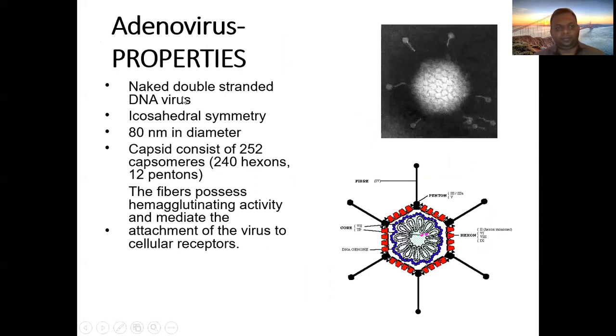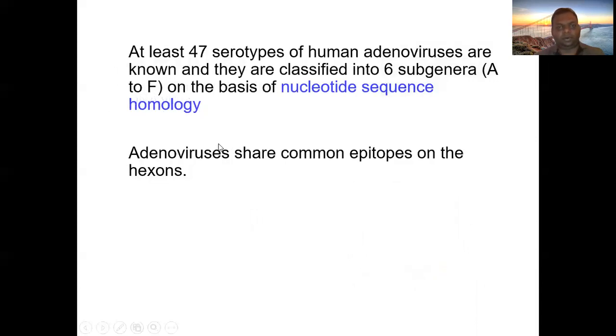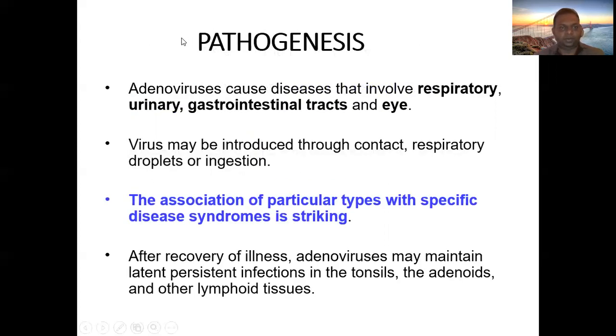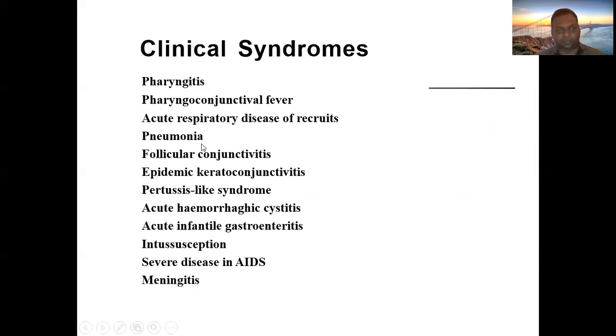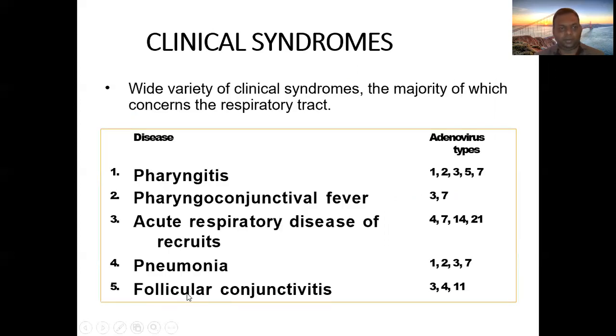Adenovirus: the properties are there. It's a DNA virus. Adenovirus causes not only respiratory tract infection; it causes multiple diseases, like gastroenteritis, CNS infection, cystitis, and a lot more. Here we are mainly discussing the respiratory aspects. There are multiple clinical syndromes, from laryngitis to meningitis. There are adenoviral types, but you do not need to recall them, just get the idea of how they differ.